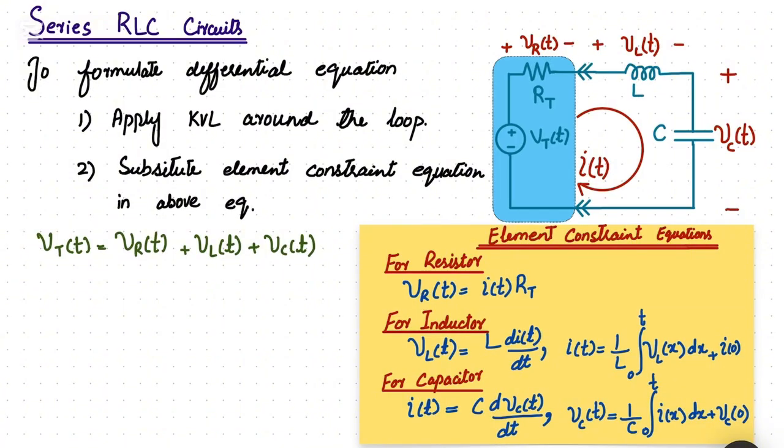And that single unknown variable could be the inductor current. Inductor current in this circuit is represented by I of t. I of t is the inductor current. It is also the capacitor current and the resistor current, as the three components are connected in series. So we want to convert this KVL equation in the form of one state variable.